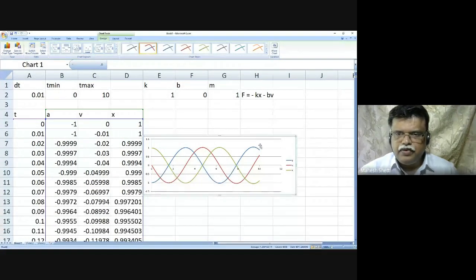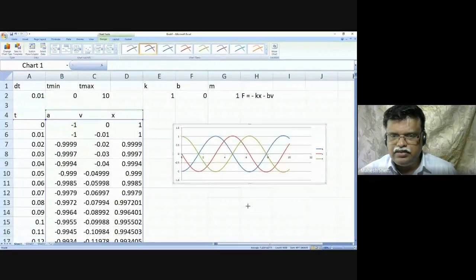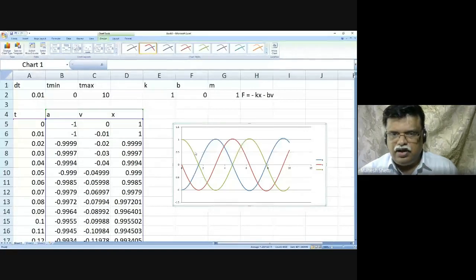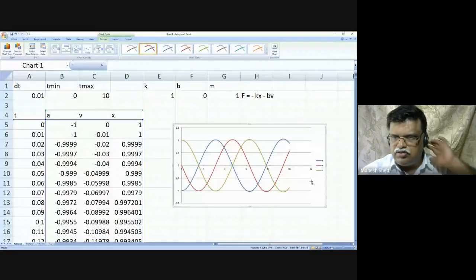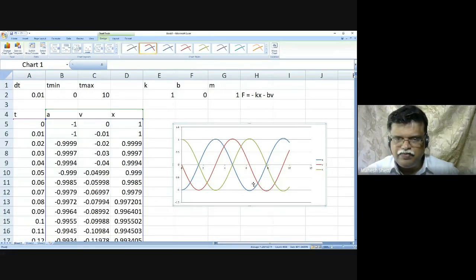Okay. Now here there is one procedural change I'm going to make. You are getting sinusoidal motion. So the first series is acceleration, the second series, red, is velocity, and the third series, in green, is displacement. Fine.